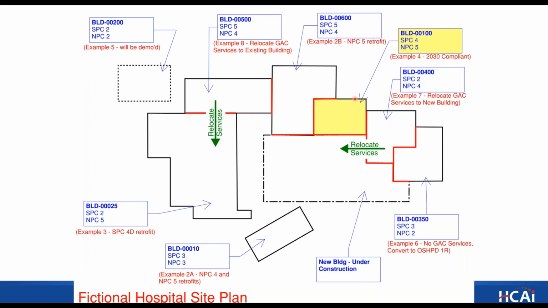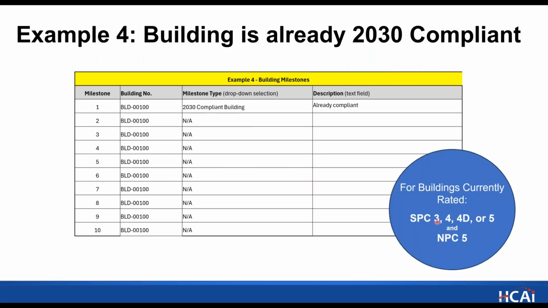This next example is if you have a building on your campus that is already 2030 compliant. So this is an SPC 4 NPC 5 building. There's a couple other ratings that this could be applicable to. If you have an SPC 3 and an NPC 5, or any of these SPC 3 ratings and an NPC 5, then that building is already compliant. So for this, you only need to select 2030 compliant and write already compliant.